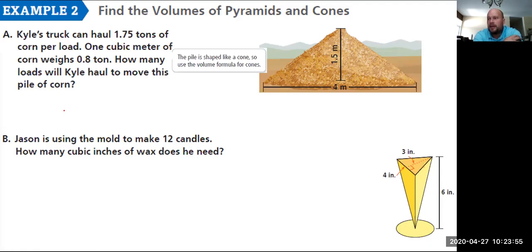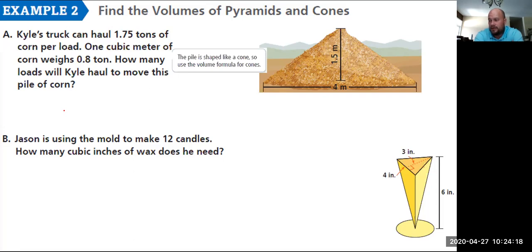Now, it's not only asking us to find the volume though. So again, you gotta make sure you read these questions because this one says, Kyle's truck can haul 1.5 tons of corn per load. 1 cubic meter of corn weighs 0.8 tons. How many loads will Kyle haul to move this pile of corn? Well, before we can do anything, we have to find our volume of this cone.